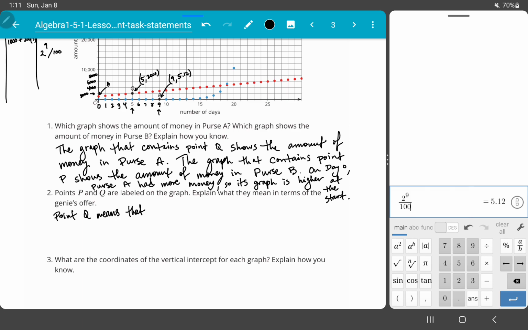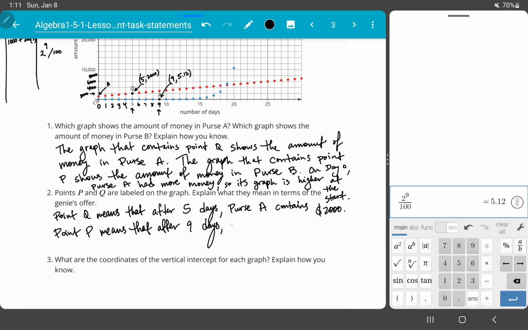So let's say point Q means that after 5 days, purse A contains $2,000. Point P means that after 9 days, purse B contains $5.12.